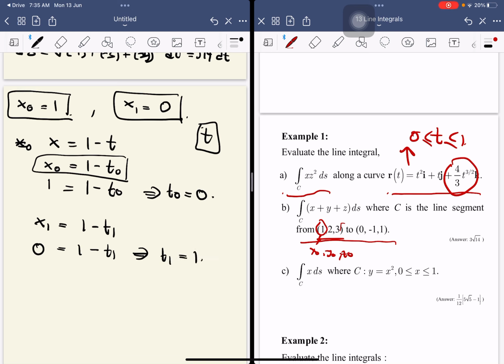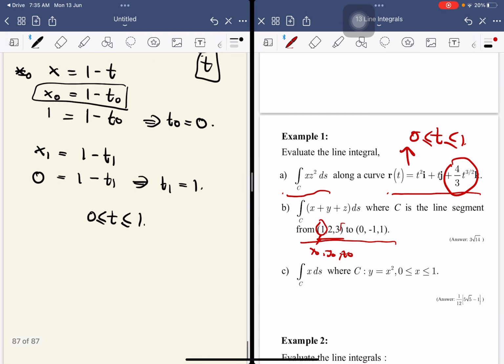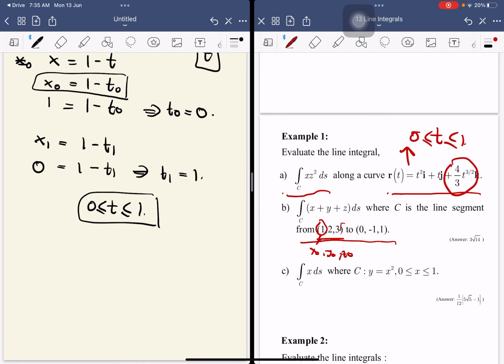Do not just instantly use the limit of 1 to 0, because the limit should be for t, right? It's not for x. So from here, you got that the limit for t is supposed to be between 0 up to 1. So you must check this one, unless it's given.